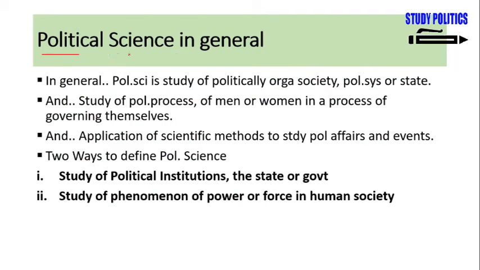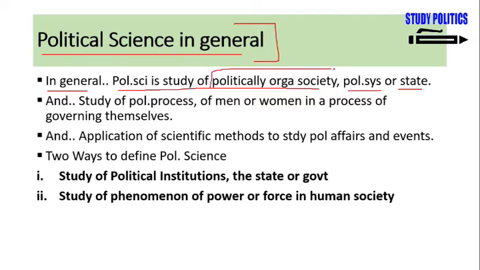Next, we will see political science in general, that is, what we mean by political science in a general way. In general, political science is the study of politically organized society, political system or state. So here the keywords are politically organized society, political system or state.